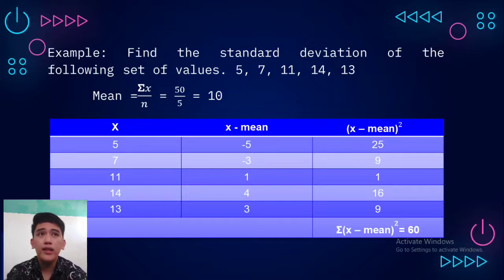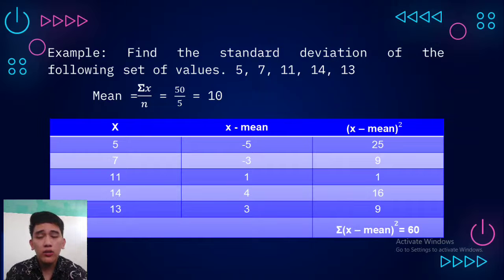Example, find the standard deviation of the following set of values. We have 5, 7, 11, 14, and 13. Okay, dahil sa formula ng variance is kailangan natin ng mean, uunahin nating hanapin ang mean. Mean, ano nga pala ang formula ng ating mean? Ang mean ay is equal to the summation of x over n.